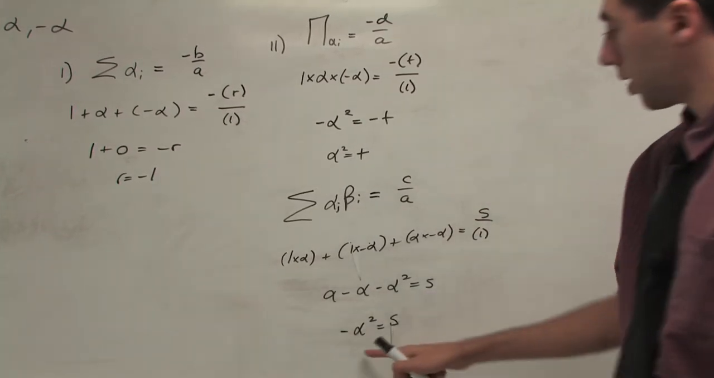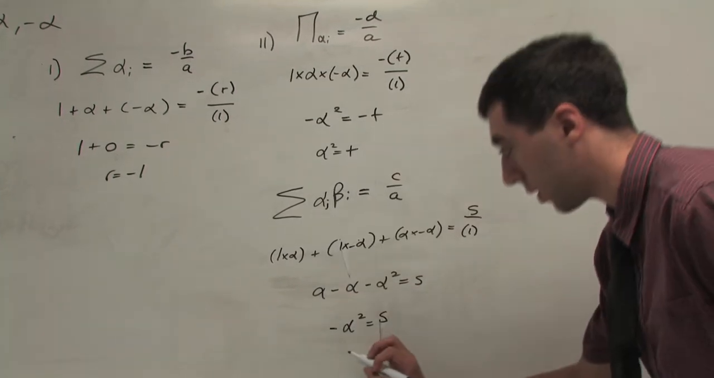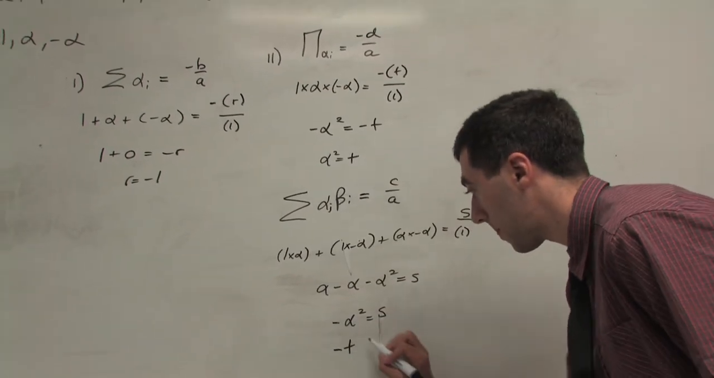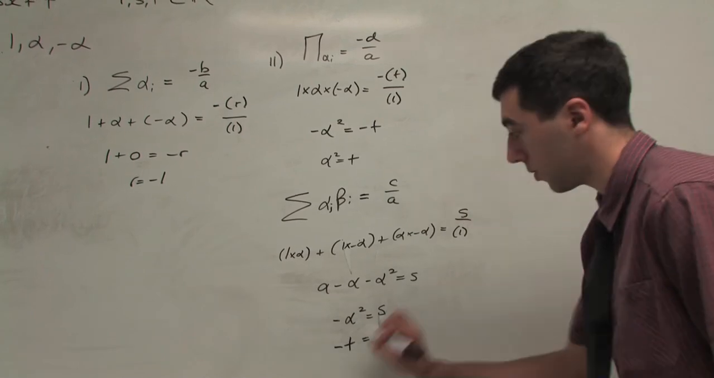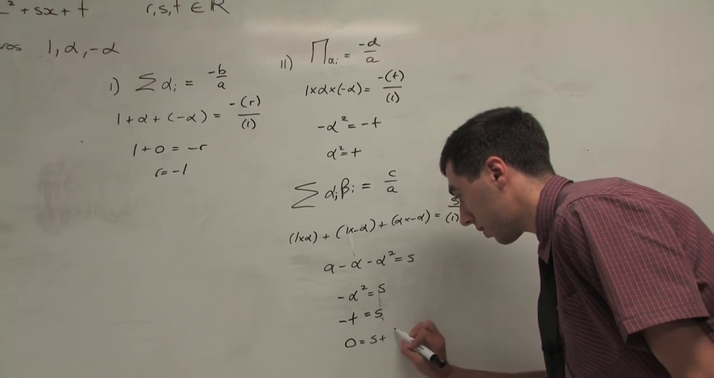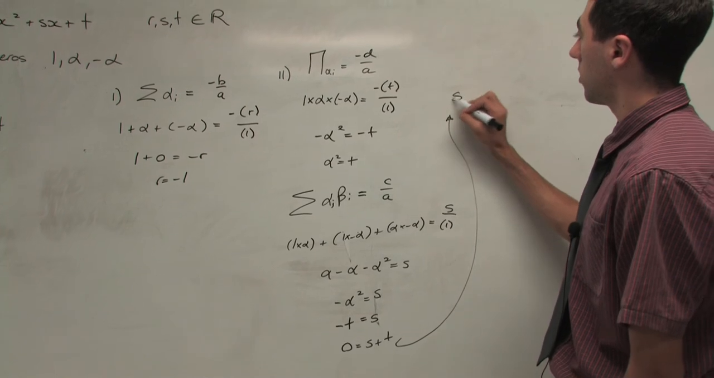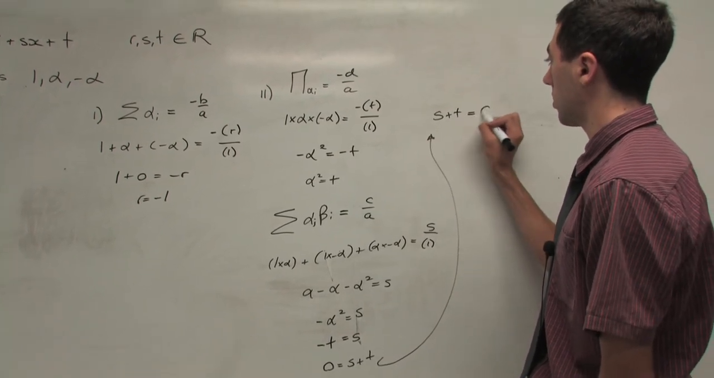But again, look here. We've got alpha squared, and t was alpha squared. So we'll just replace alpha squared with t, and then we'll add t to the other side: 0 equals s plus t. And what do you know? We've already found it without even trying. s plus t then equals 0.